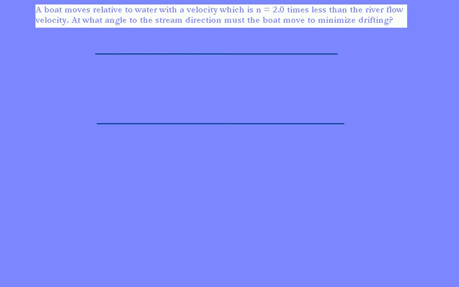Start this problem by assuming that there's a boat in the middle of a river at this particular location. It's already mentioned in the problem that the velocity of the boat, let's say VB, and the velocity of the river, let's say VR, are related by the equation VR by VB equal to N, which is equal to 2. So technically speaking, the velocity of the river is 2 times more than the velocity of the boat.